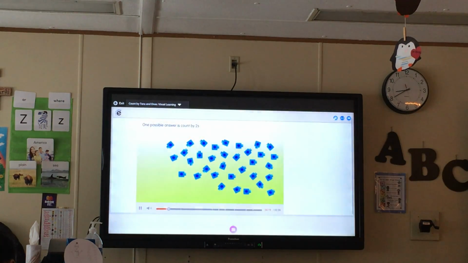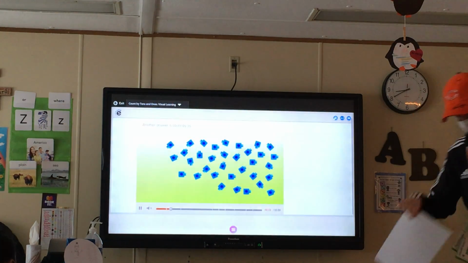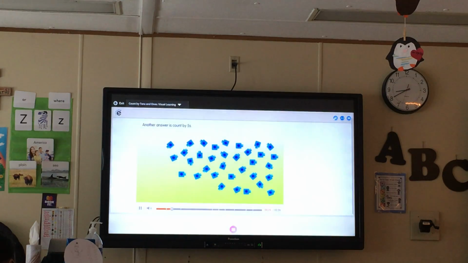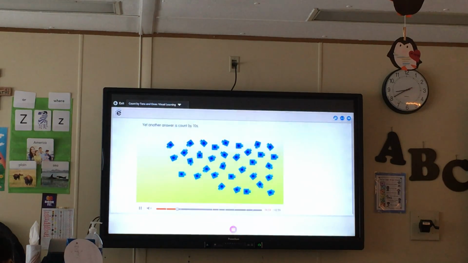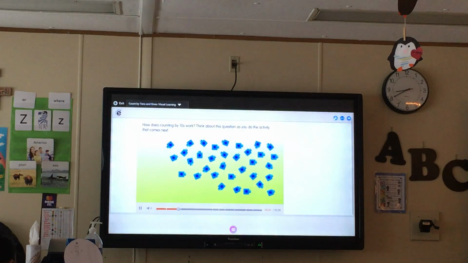One possible answer is count by twos. Oh, okay. We said that. Another answer is count by fives. Great. Yet another answer is count by tens. All right, we were right, guys. How does counting by tens work? Think about this question as you do the activity that comes next.